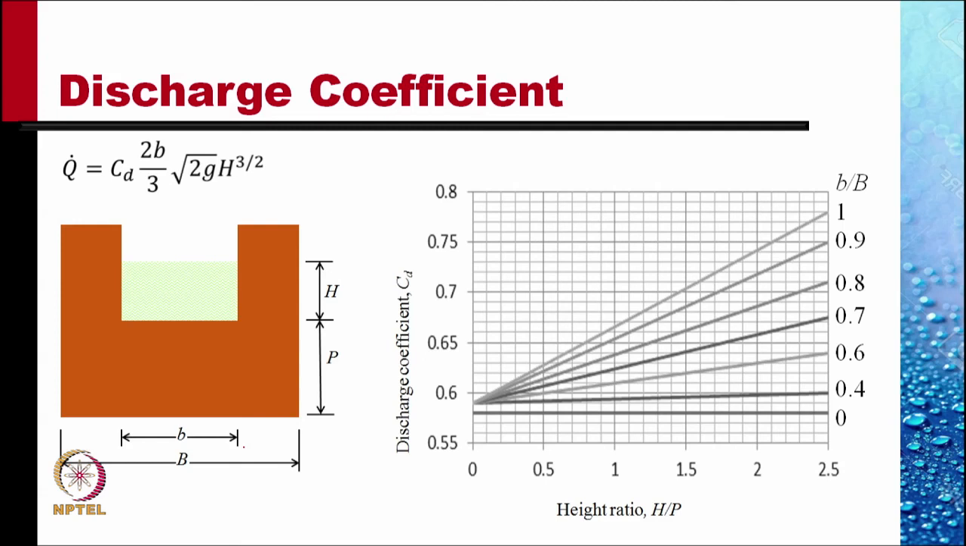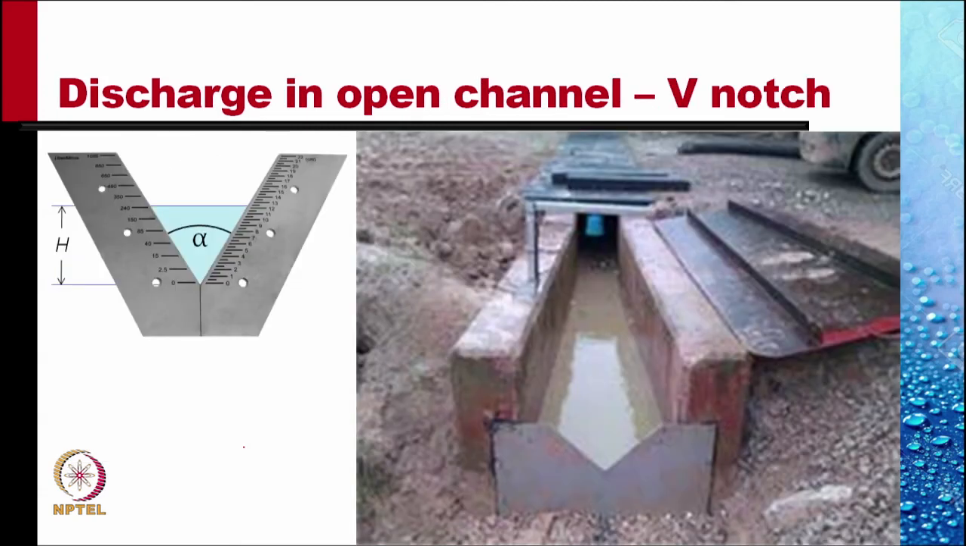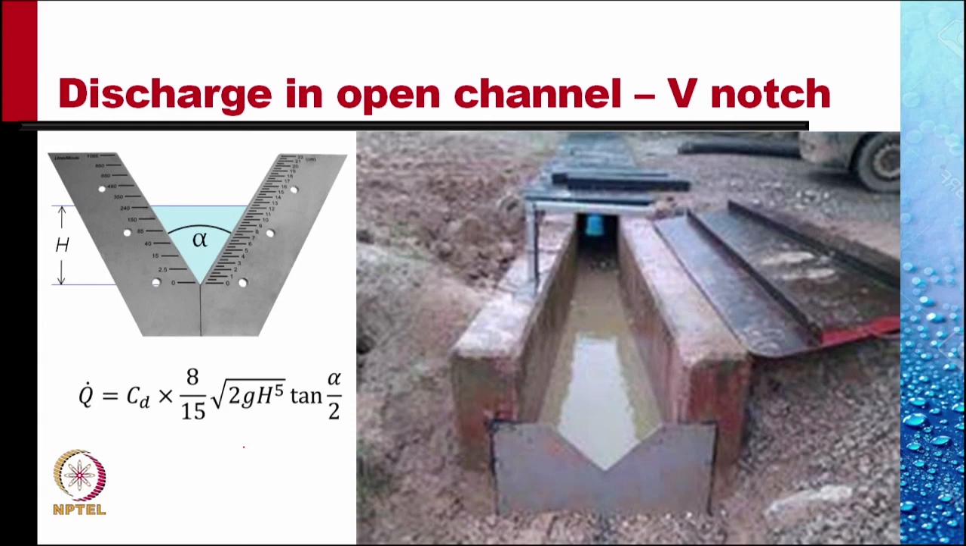This is only one design of a measuring weir. For the flow, we can have a triangular weir like shown in this picture. We can do exactly similar calculations, and we can find out that the flow rate in this case is given by Cd into 8 by 15 times the square root of 2g, H raised to the power 5 by 2, tan(alpha by 2), where alpha is the angle of the V through which the flow takes place.